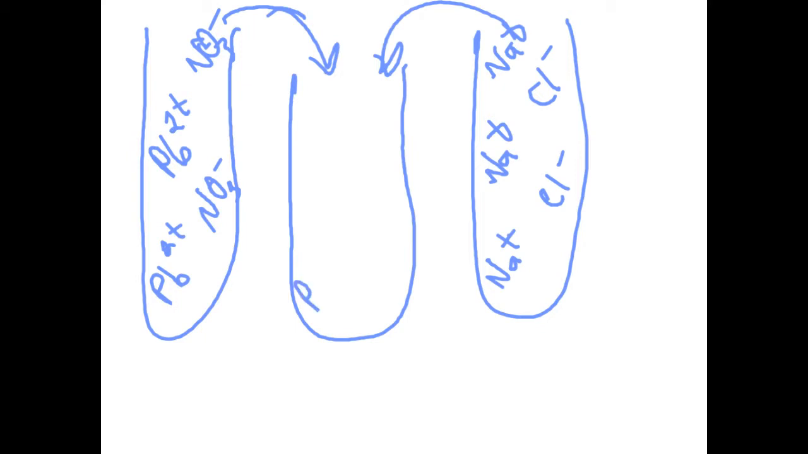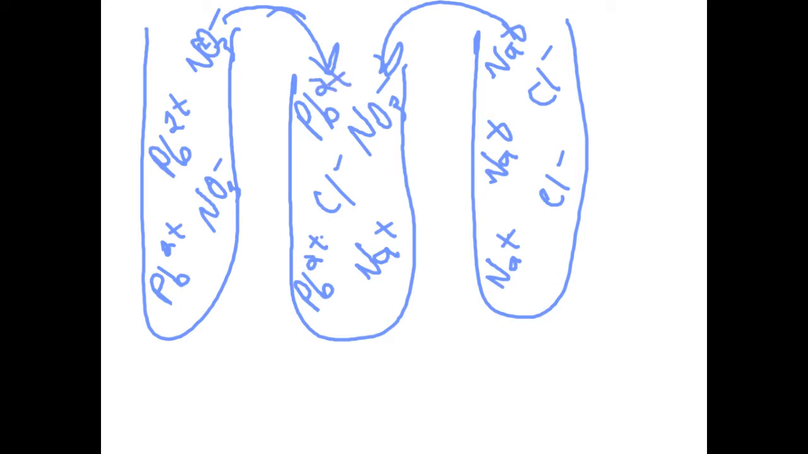Now what happens? Well, Pb2+, Na+, Cl-, NO3-, they're all in here, right? They're all together. So does a reaction actually occur? That's the question. Does anything actually happen when I pour them all together, or do they just all remain dissolved?